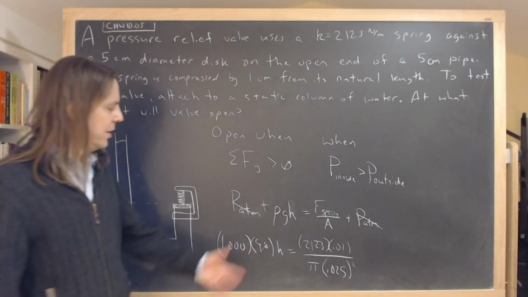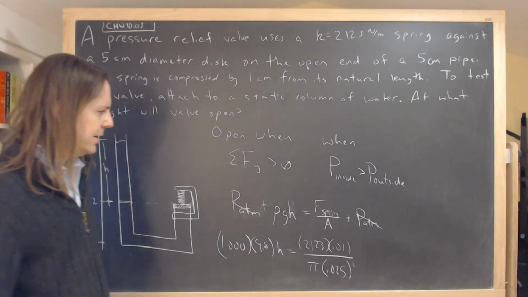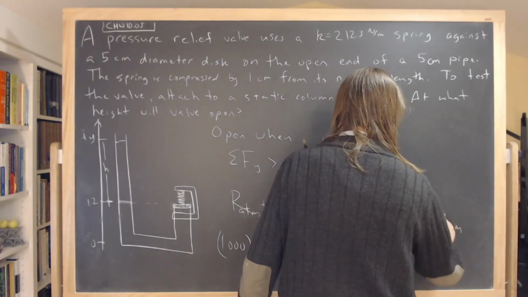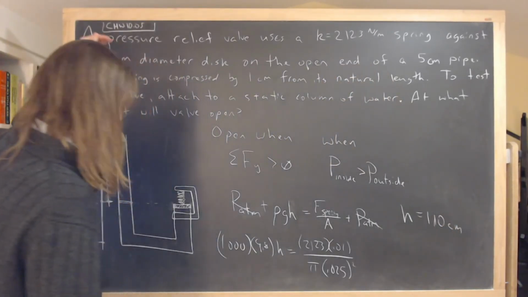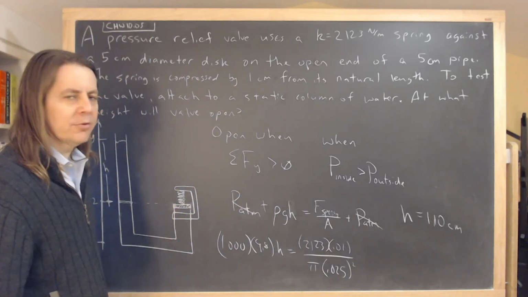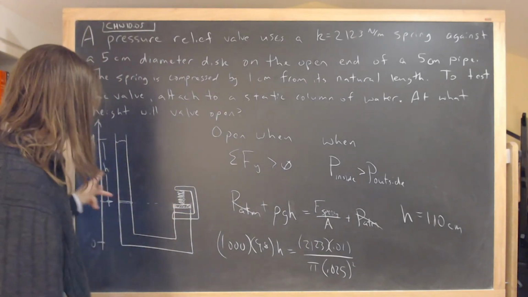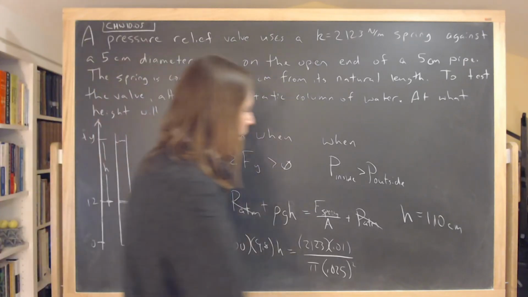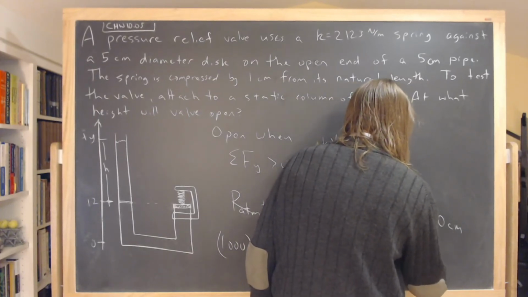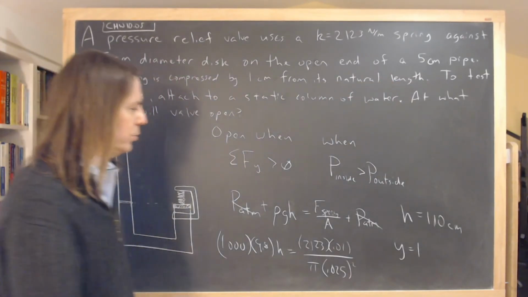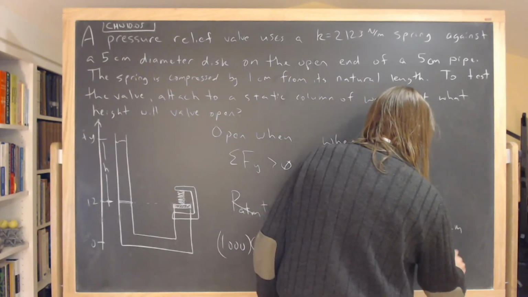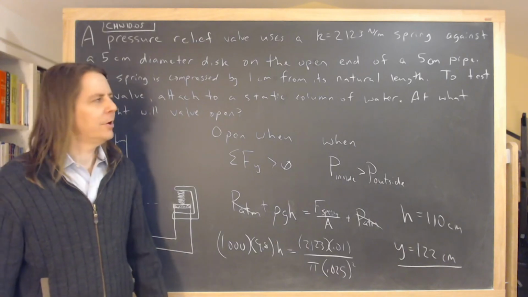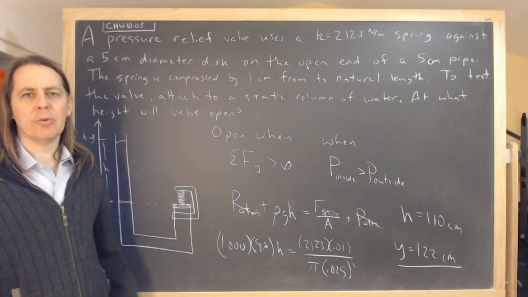So we need to now find H, and I get 110 centimeters. So it's going to be way up there, 110 centimeters before it'll make enough pressure to open that valve. But we weren't asked for H, we were asked for the Y position. So we're going to add the 12 there to get Y equals 122, thereabouts. For our online homework system at Rice, this one was made with random numbers, so you'll have different numbers.